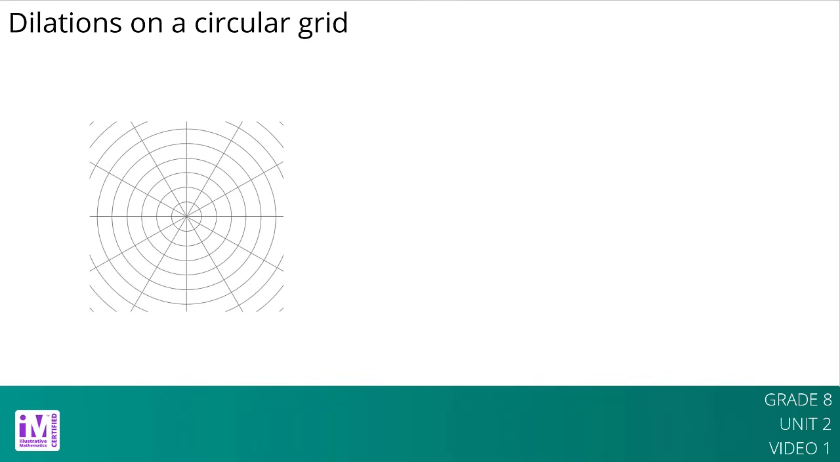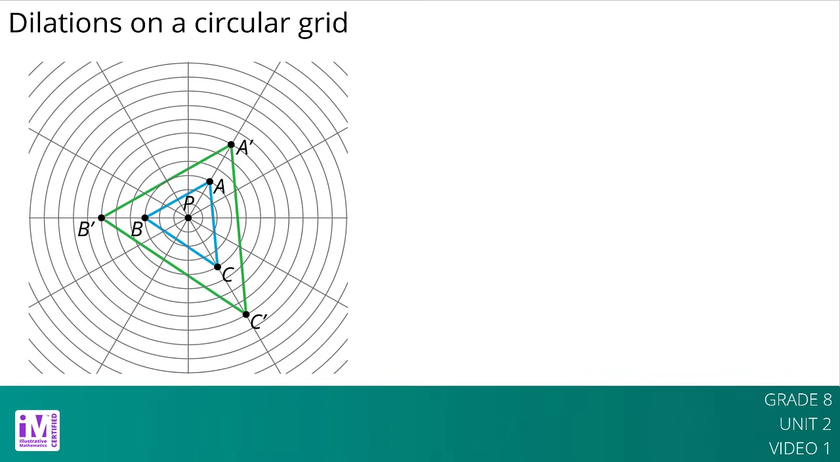Here is a circular grid. The radius of the smallest circle is 1 unit, and the radius of each successive circle is 1 unit more than the previous one. A circular grid like this one can be helpful for performing dilations. Here is triangle A, B, C, and triangle A', B', C'. Triangle A', B', C' is a dilation of triangle A, B, C.